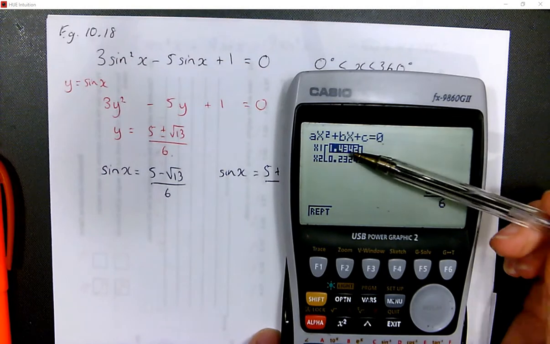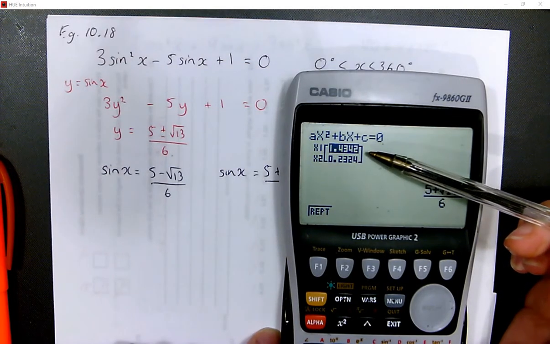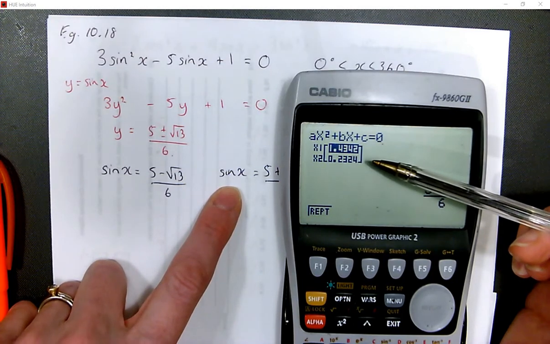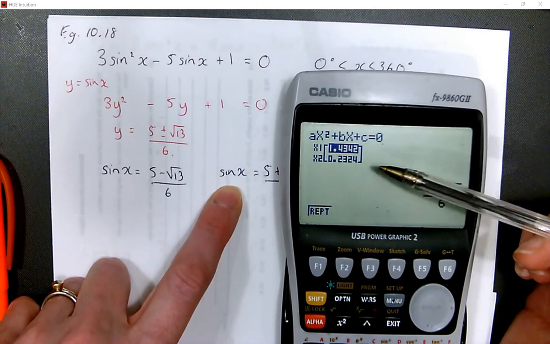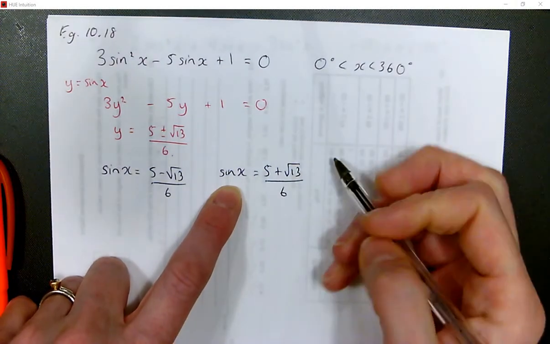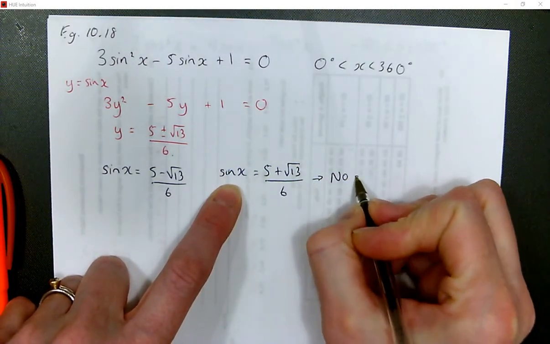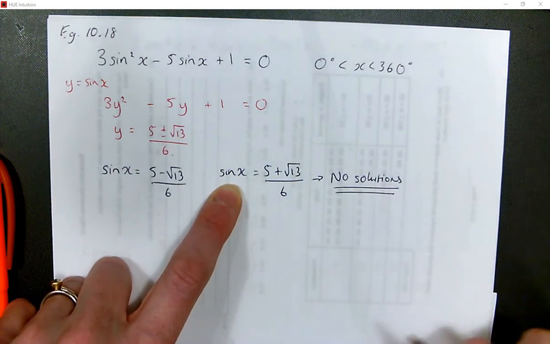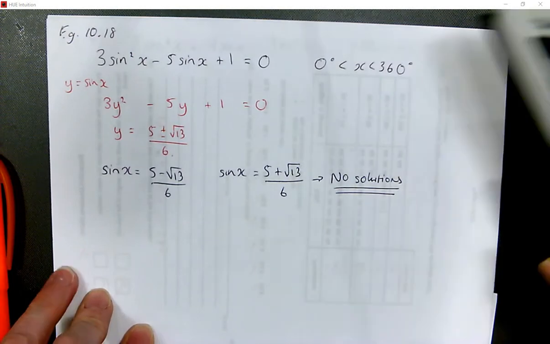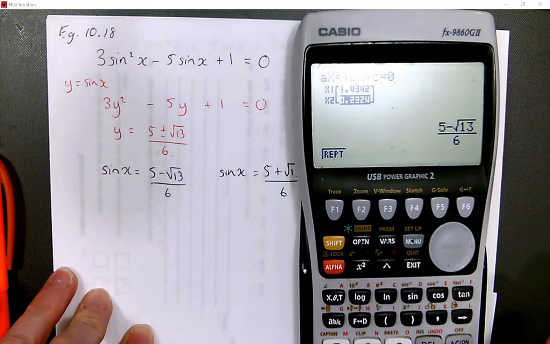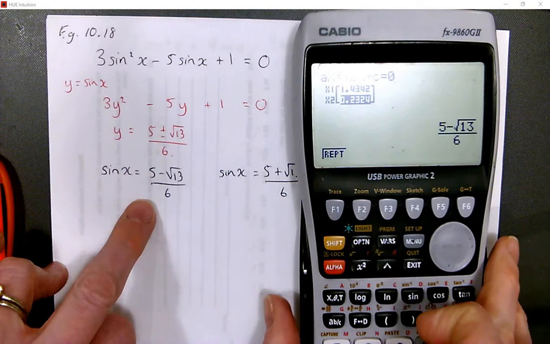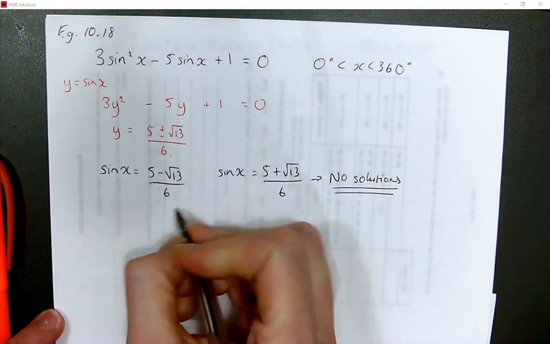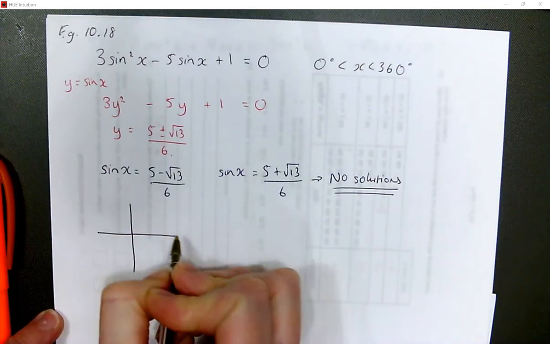Now we can see that the addition one is greater than 1, so we can't have any values of x for which that works, because sine goes between -1 and 1. So we write no solutions. Not no real solutions, just no solutions at all. Okay? However, with the subtraction we get a nice sensible positive 0.2324. Okay, right. So I'm going to draw my CAST diagram for this question.